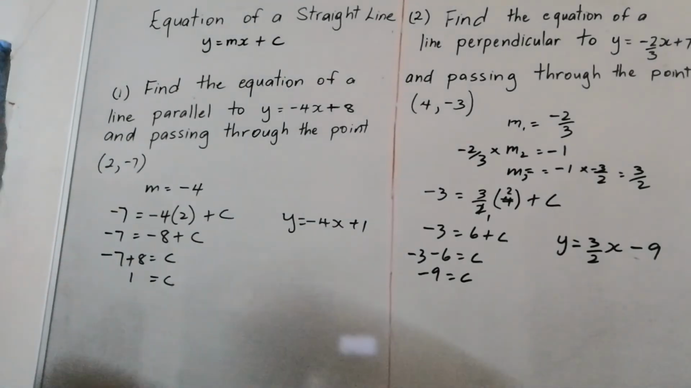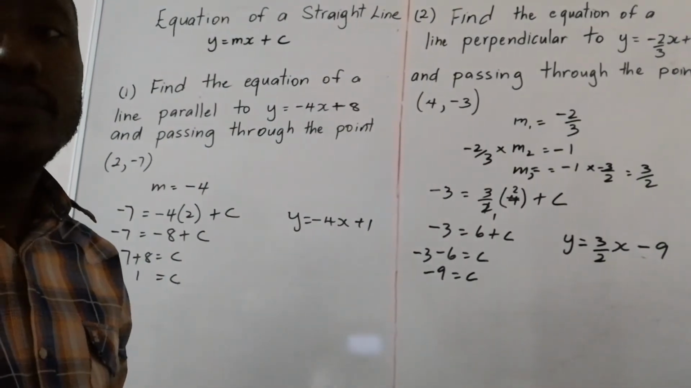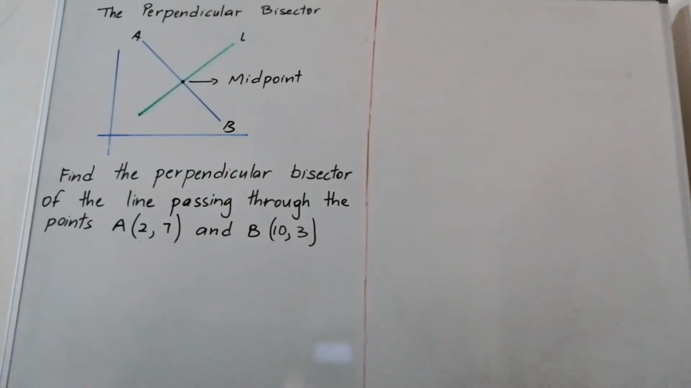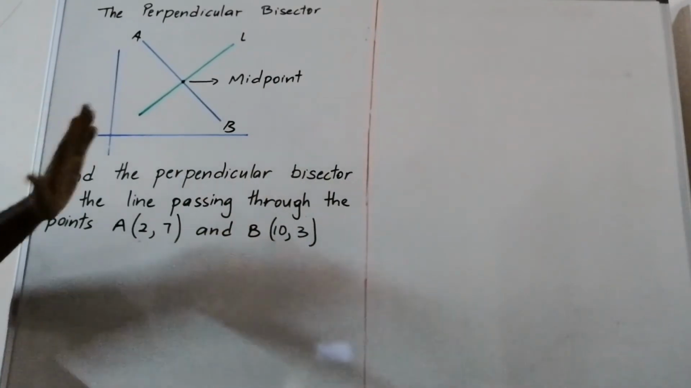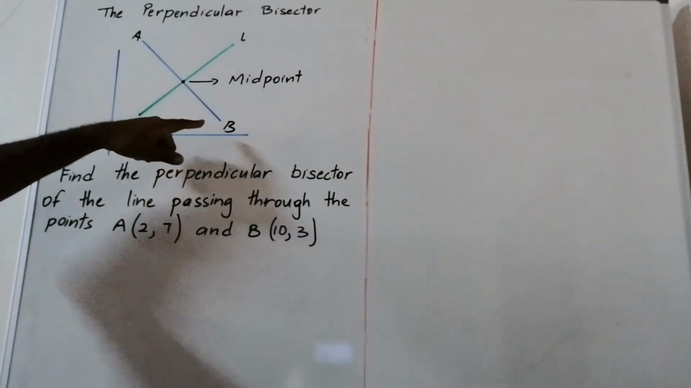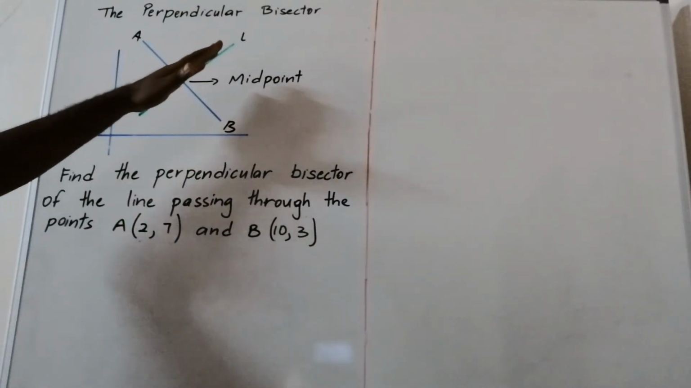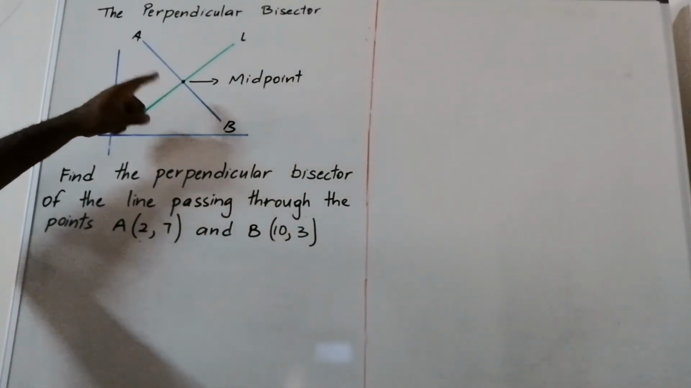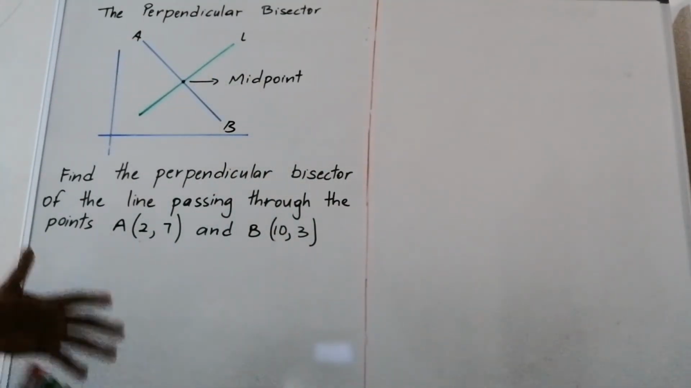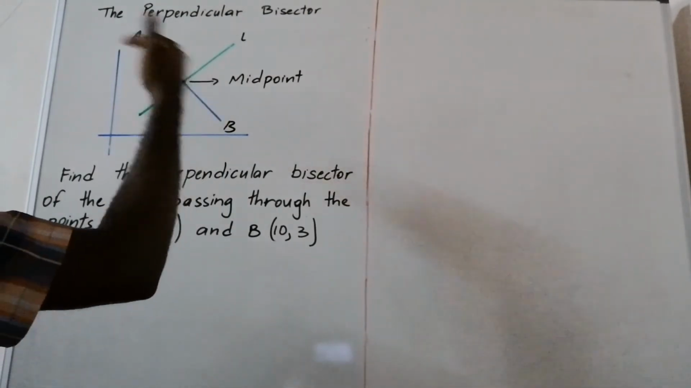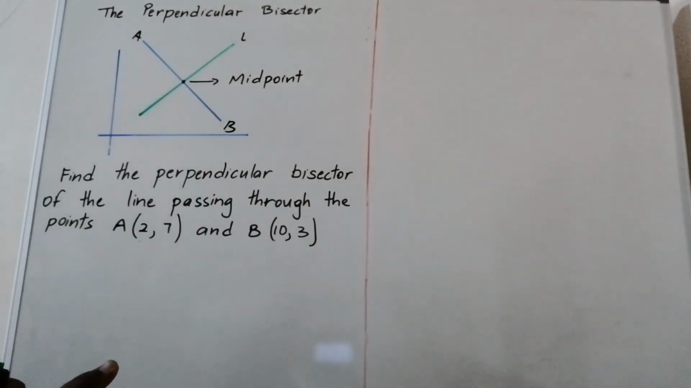The perpendicular bisector of a line. In this class, what we want to find is the perpendicular bisector. So let us talk more about what the perpendicular bisector is. If we're given a line AB, the perpendicular bisector cuts AB at a right angle at the center, or at the midpoint of AB. Remember, perpendicular means a right angle, two lines that form a right angle. Bisect means to divide in half.